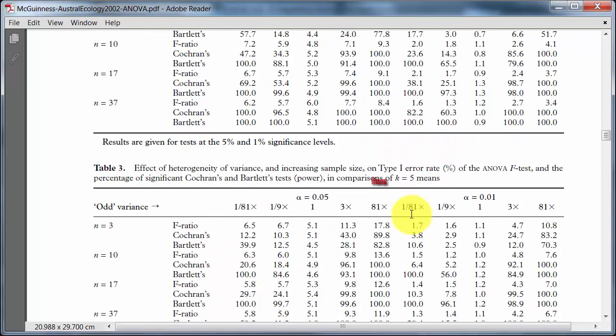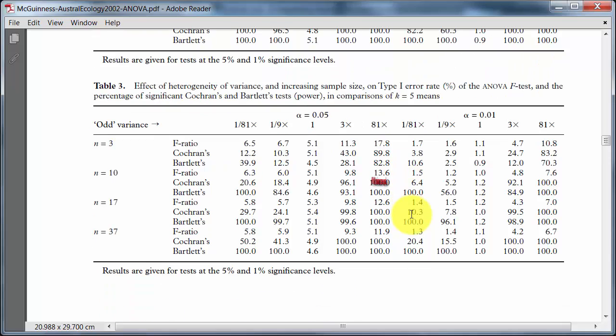Scroll down here, these results were just done using 5 means, so this time there were 5 groups instead of 3. But otherwise the conclusions are pretty similar. Once you get to a reasonable number of replicates, Cochran's and Bartlett's tests say there's always a problem when often there isn't.